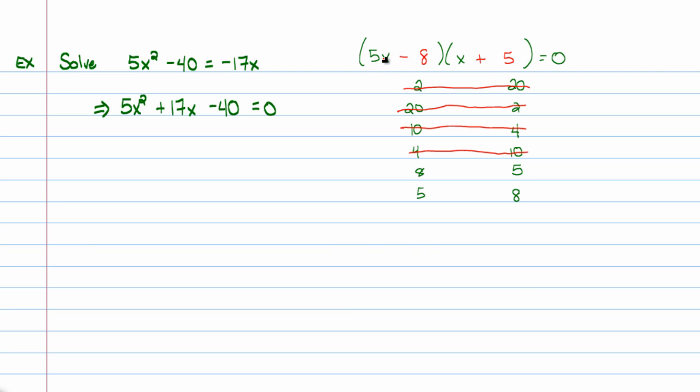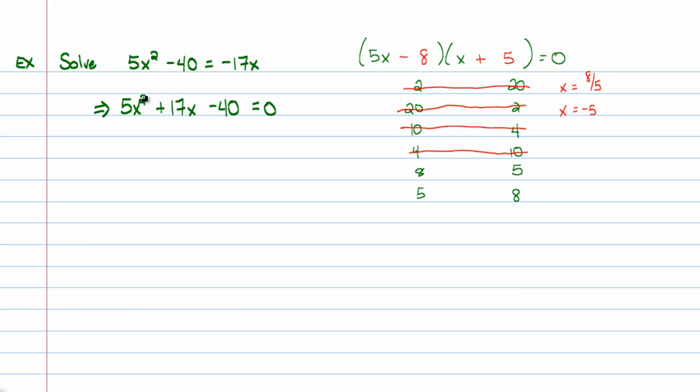Let's see. Check the math here. 5x times x would be 5x squared. 5x times 5 would be 25x, minus 8x would be 17x actually, and then negative 8 times 5 is negative 40. So we know our answers are going to be x equals 8/5, or x is equal to negative 5. And I would be done. I would not want to complete the square on this. However, let's practice completing the square because, well, that's important.